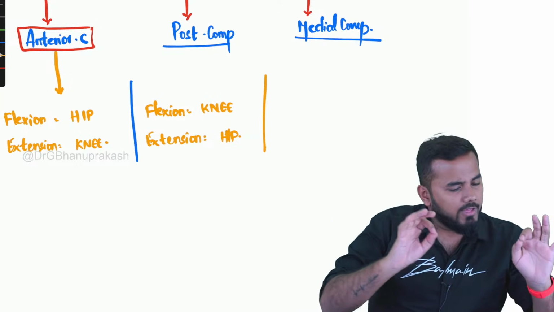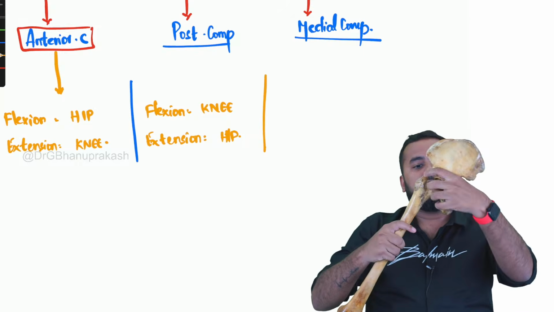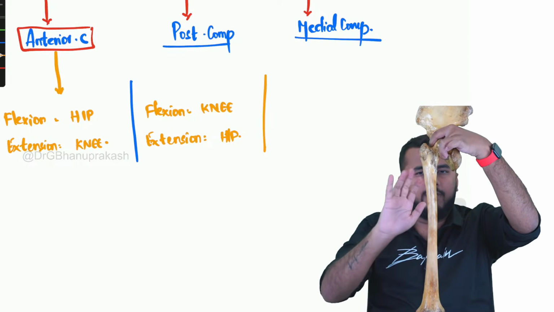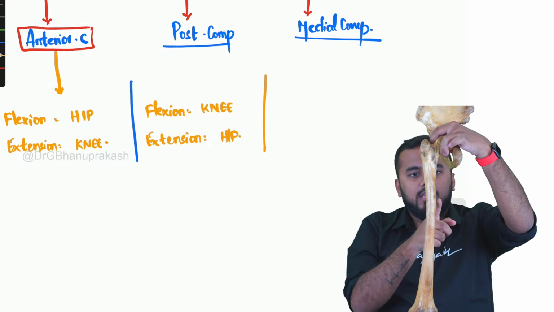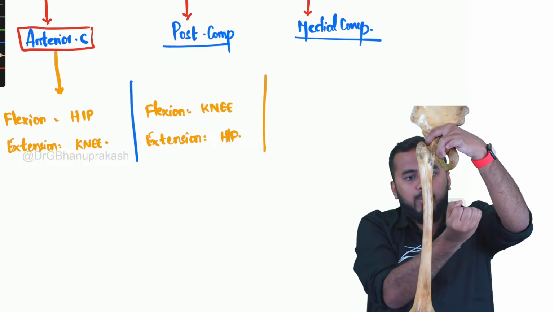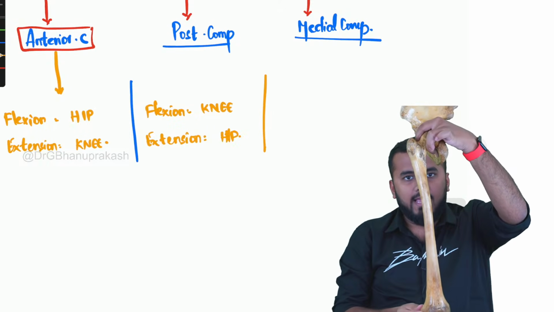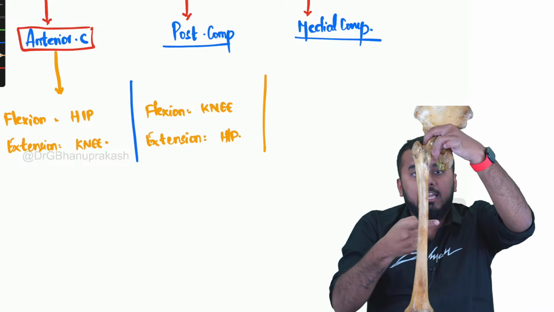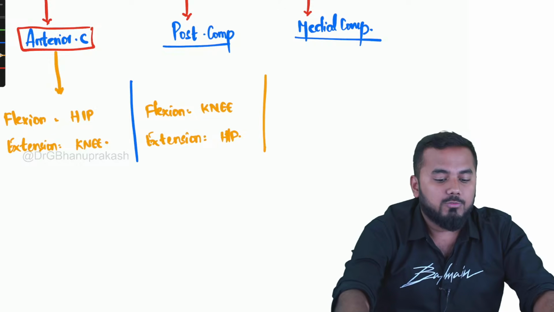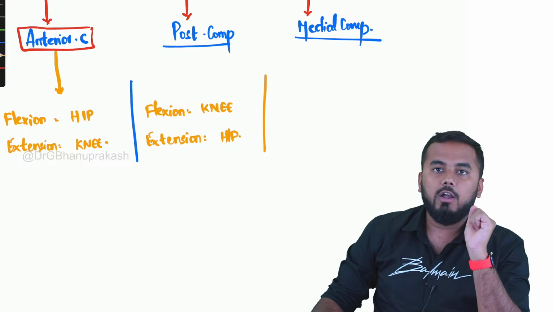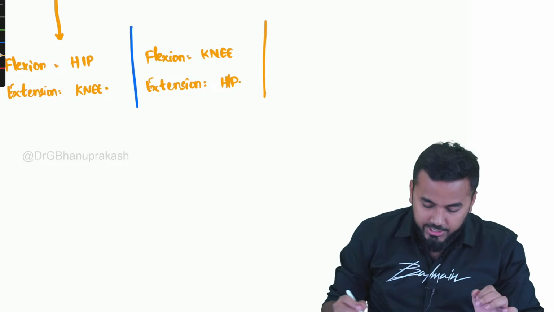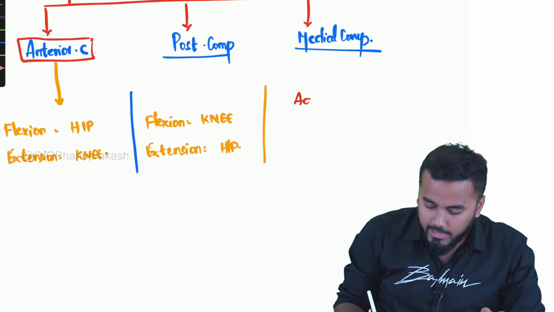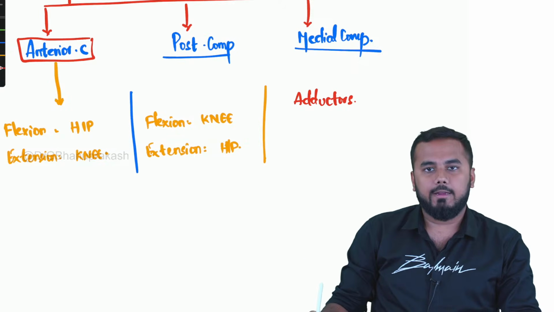Then what about medial compartment? Very simple thing. See guys, this is your medial compartment. Anterior, posterior, this is your medial compartment. Look here very carefully. In the medial compartment, if I'm pulling a muscle here, then my leg moves like this. It means the leg is moving towards the center of my body. If the leg is moving towards the center of your body, you call it adduction. So all the muscles of medial compartment perform a single function. That is why they are called adductors.